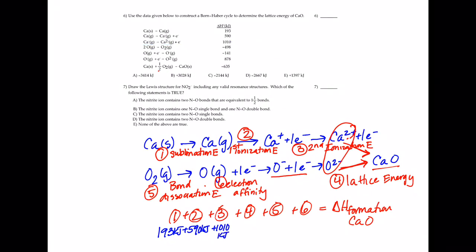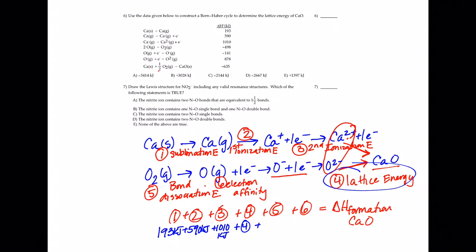The next one on my list is number 4, and that's actually the lattice energy right here. That's the one I'm looking for, so I don't have anything to put in there right now. So I'm just going to write plus number 4. That's kind of like the X in this problem. Okay, going on to the next one.